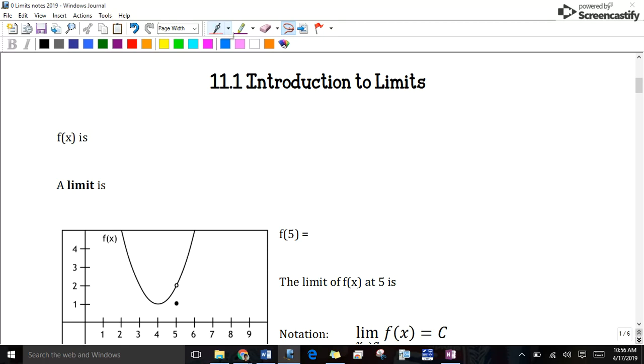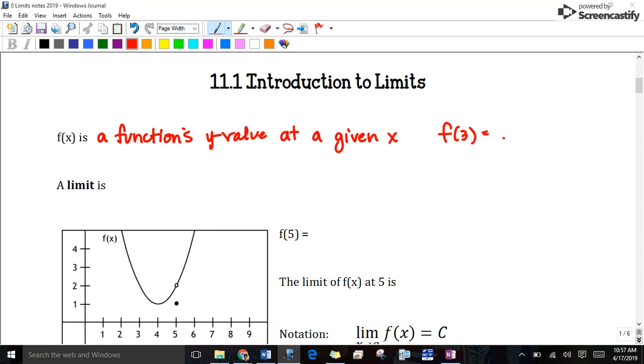Now, when we talk about a function, f of x, we are talking about a specific value for it. So f of x is a function's y value at a given x. So if I asked you for f of 3, you'd be looking for the y value when x is 3. So maybe it's something like 5. And then we could look on the graph or on the table and see that when x is 3, y is 5. There's an ordered pair for the function.